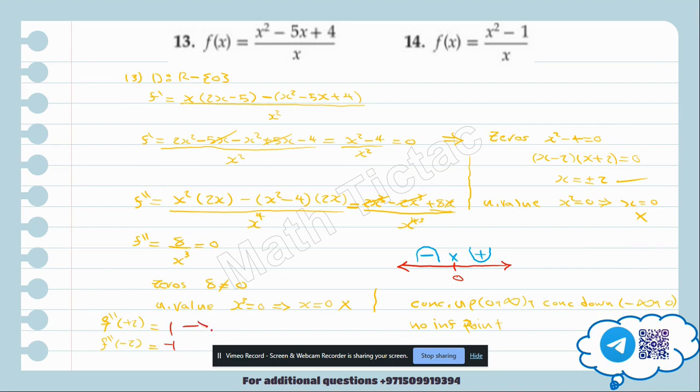So here, this is a local minimum, and this is a local maximum. That's it. Done. Now we have finished the question.